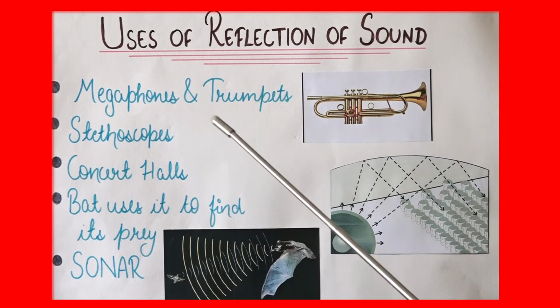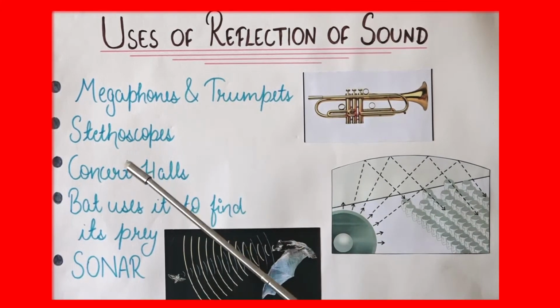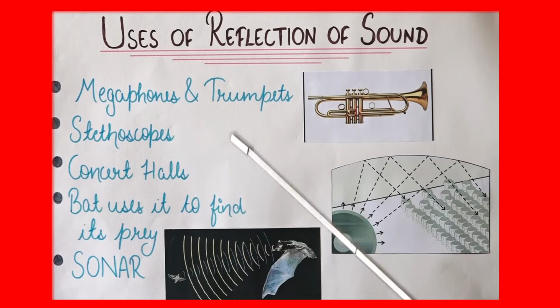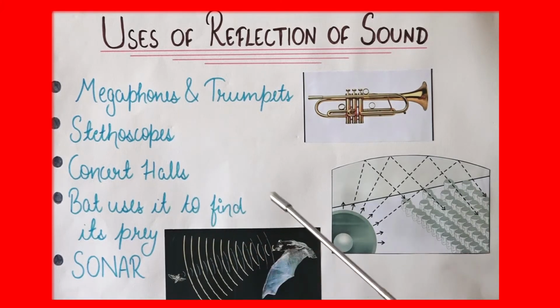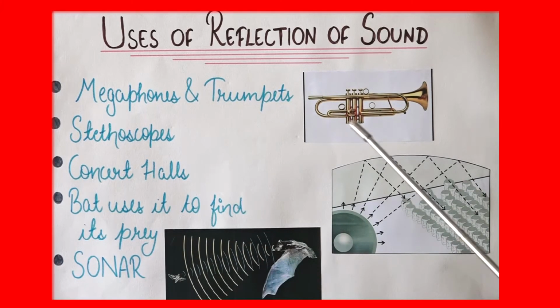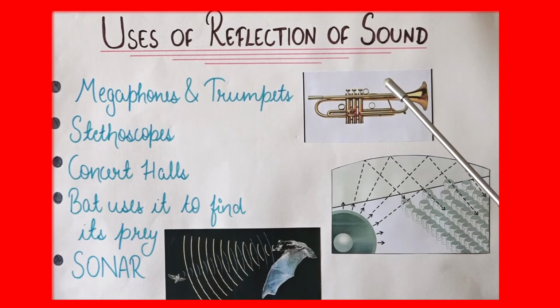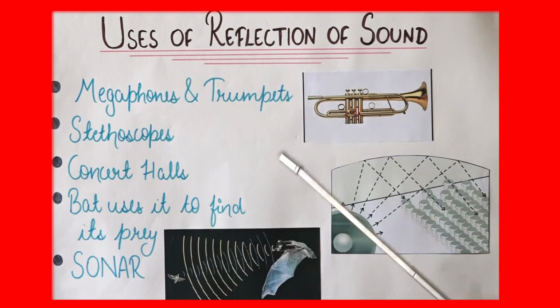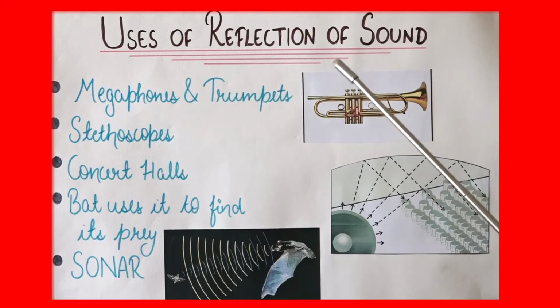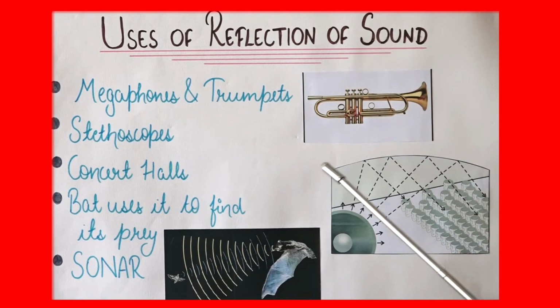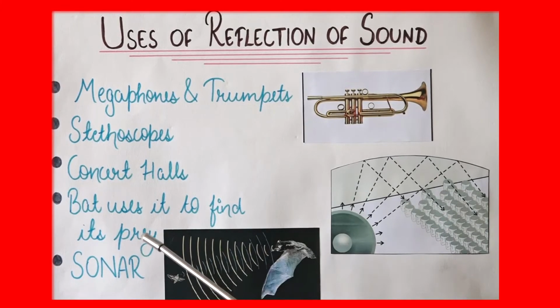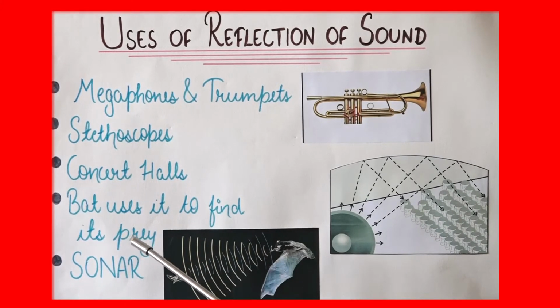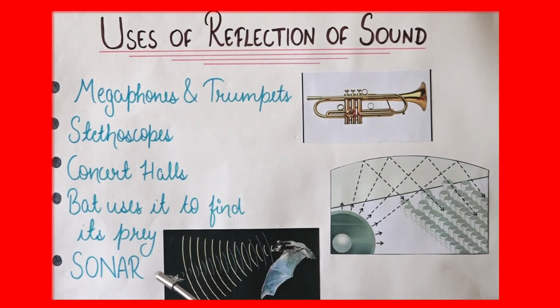Generally, the ceilings of concert halls, conference halls, and cinema halls are curved so that sound after reflection reaches all the corners of the hall. Sometimes a curved soundboard may be placed behind the stage so that the sound after reflecting from the soundboard spreads evenly across the width of the hall. Reflection of sound is also used by bats to catch their prey, and it is also used in sonar.